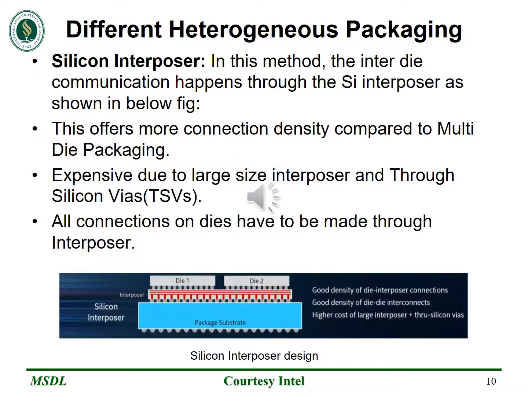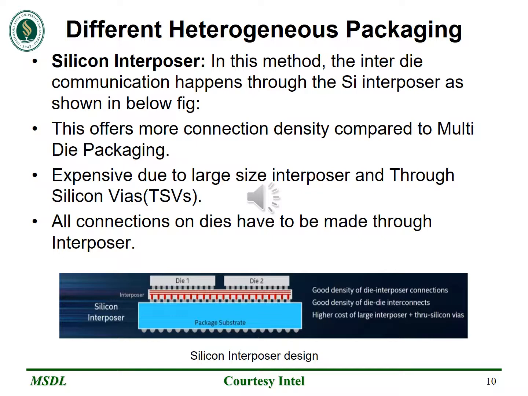interconnects. Talking about silicon interposer, we can see in the picture how die 1 and die 2 are connected with the silicon interposer. In this method, the inter-die communications happen through the silicon interposer. So, all connections on dies have to be made through the interposer. So, if it is connecting to die 1, die 2, die 3, everything should be connected with the interposer. So, it is very expensive due to its large size and through silicon vias.